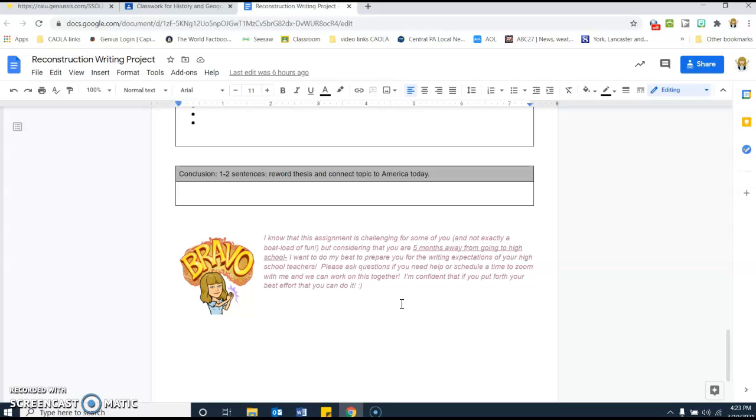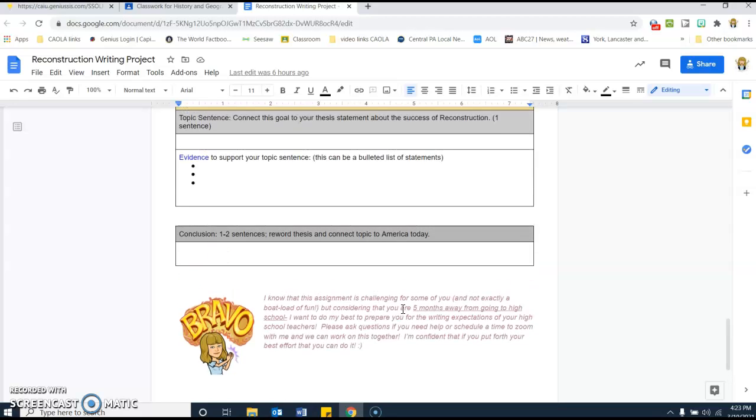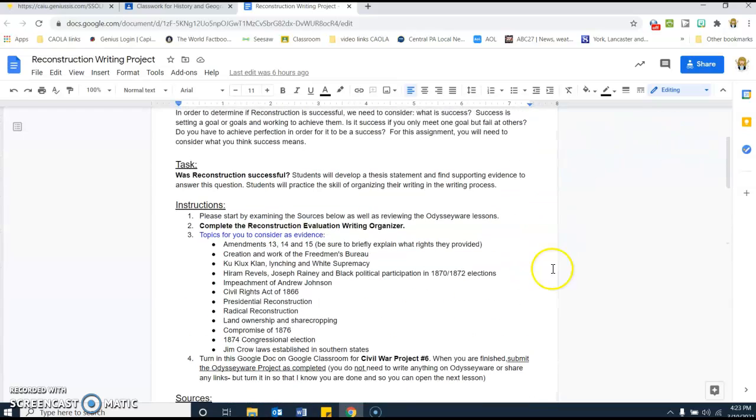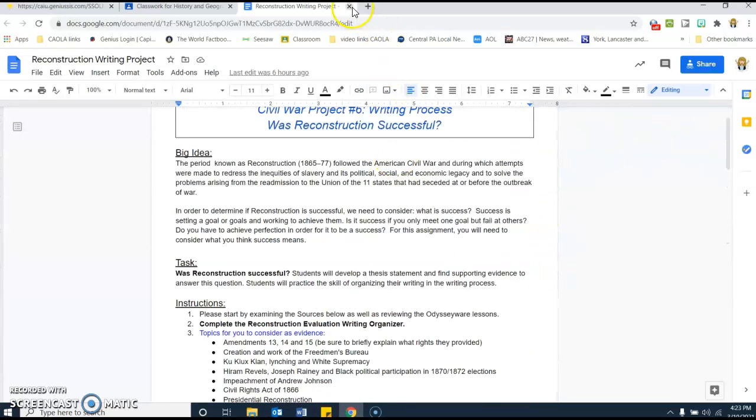So if you need help, if you need me to sit with you and work through the organizer or come up with ideas, please set up a time to Zoom with me. Don't feel like this needs to be done on Monday or Tuesday or whatever day it shows up on Odysseyware. Just make sure you're working on it and ask questions. So that's what you're going to do for this project. It's our final project of the Civil War. Yay! And then obviously next is the test.